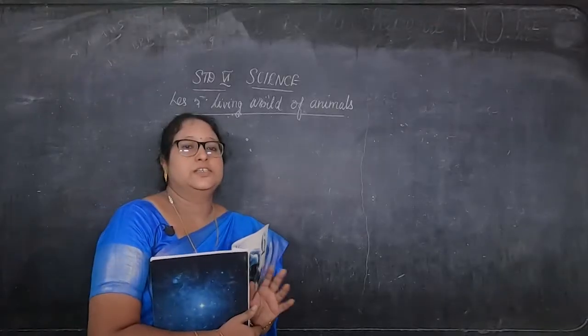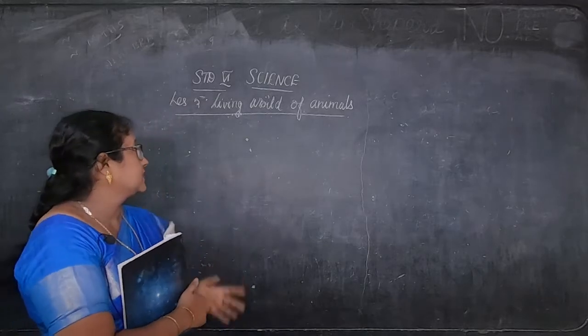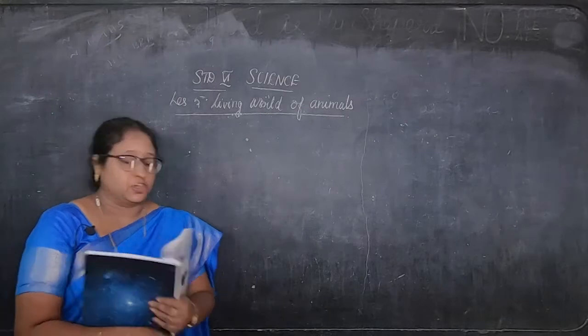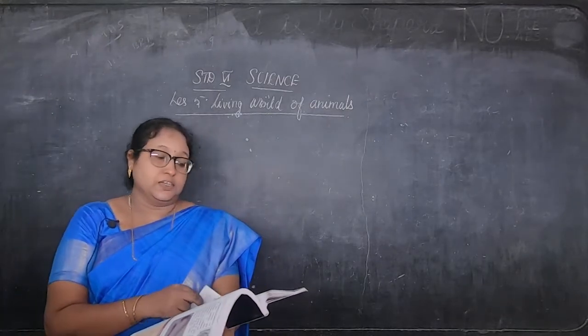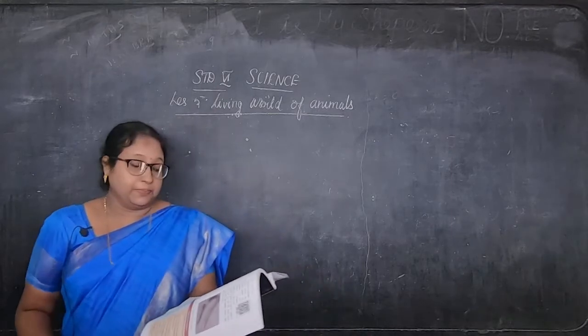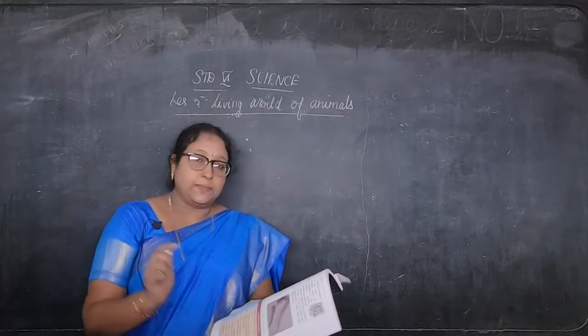Good morning, children. In today's session, I am going to take class for 6th standard in science, lesson 5, World of Animals. In previous class, we saw about the unicellular and multicellular organisms and then about biodiversity. Last class, I took about amoeba. Now, I am going to tell you about the paramecium.